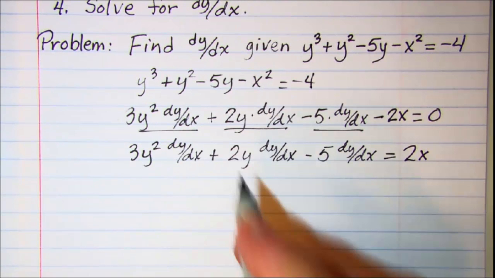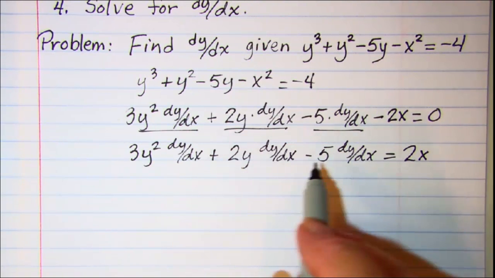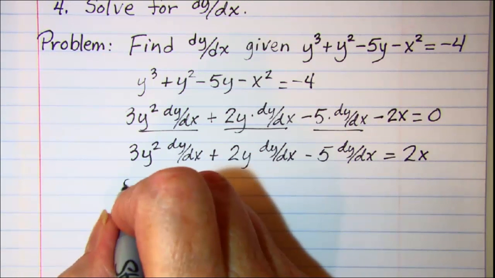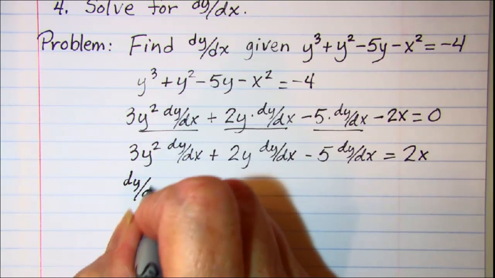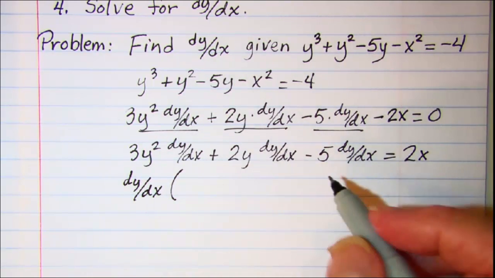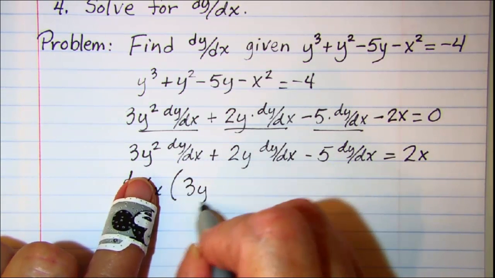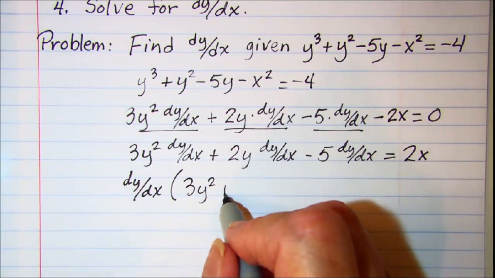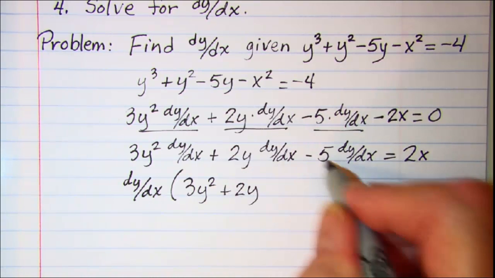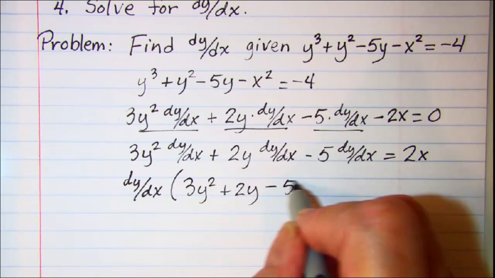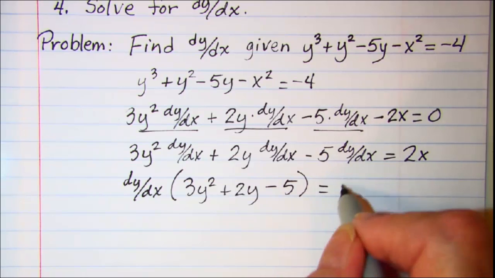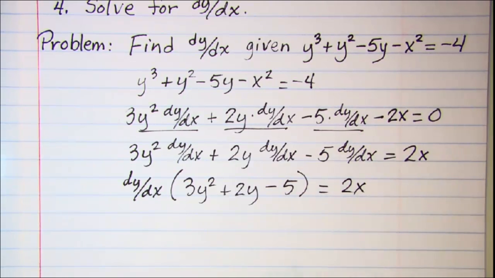Our next step is to factor out dy/dx. So dy/dx pulled out in front leaves us with 3y squared plus 2y minus 5. And then on the right we still have our 2x.